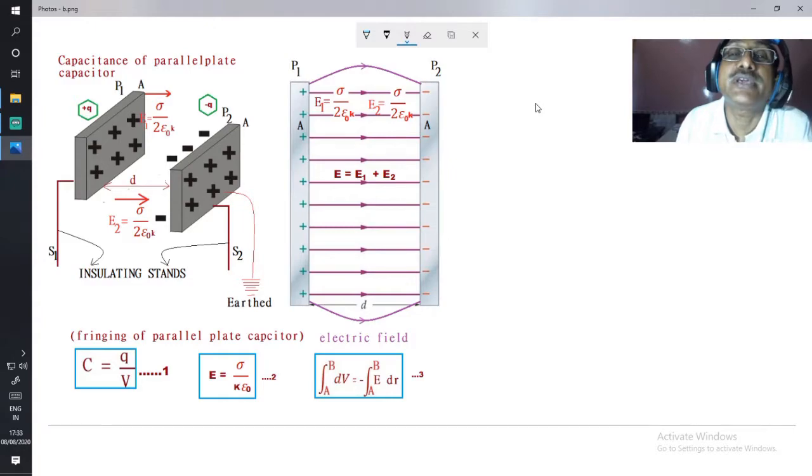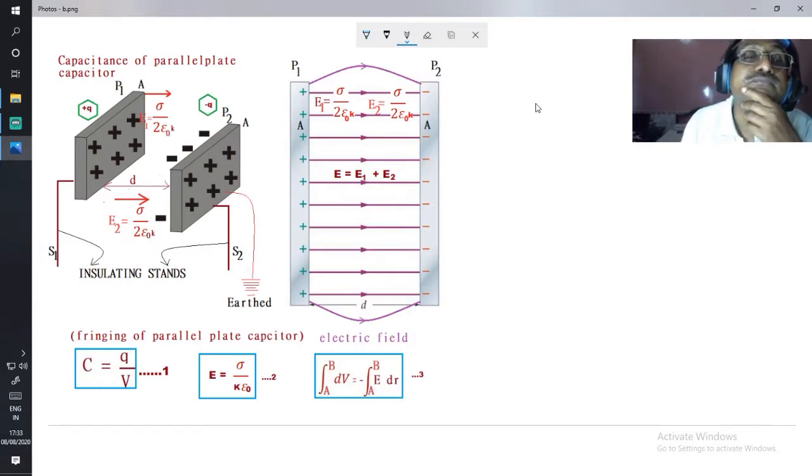Hi everyone, today we shall discuss some doubts associated with the capacitance of parallel plate capacitors. Some students have asked questions about the charge on the outer surface of the two plates P1 and P2, and also the amount of charge on the inner surface of the plates P1 and P2. Okay, let us start. How will be the amount of the charge on the inner surface as well as on the outer surface?